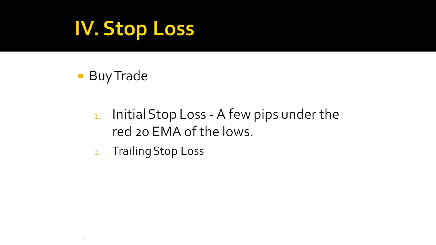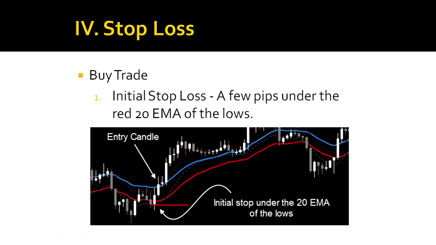So now we are going to look at our stop loss. When we are placing a buy trade, we want the market to go up. The initial stop loss will be a few pips under the red 20 EMA of the lows. That's the solid lines. And here we have the initial stop loss is a few pips under the red 20 EMA of the low.